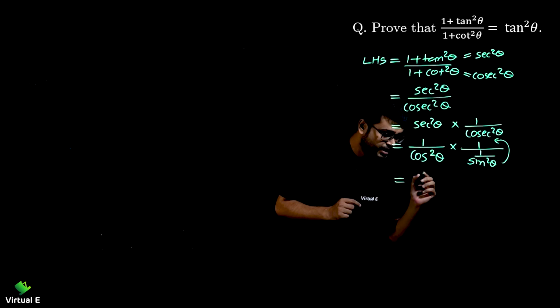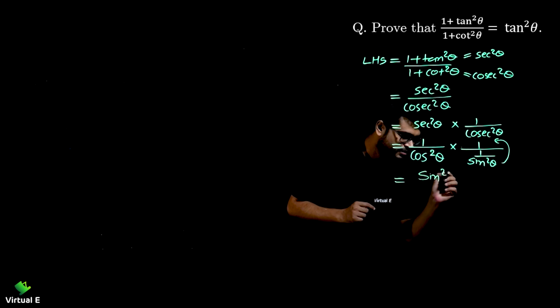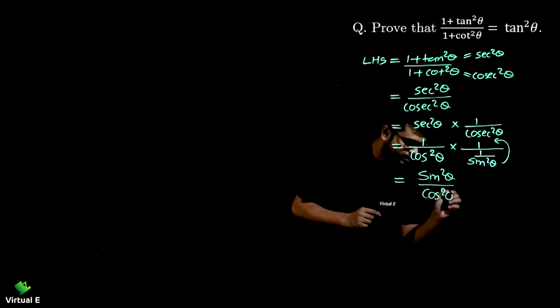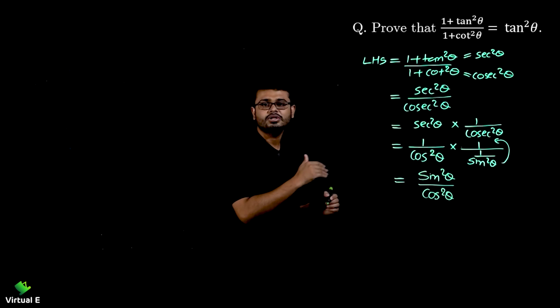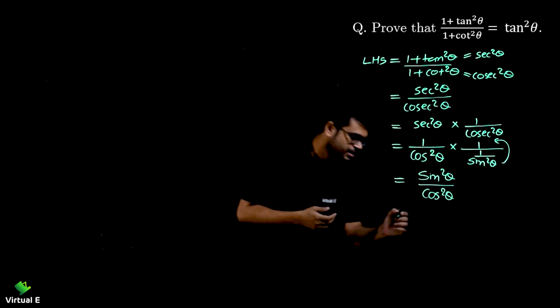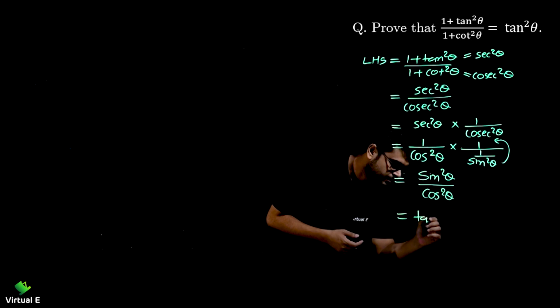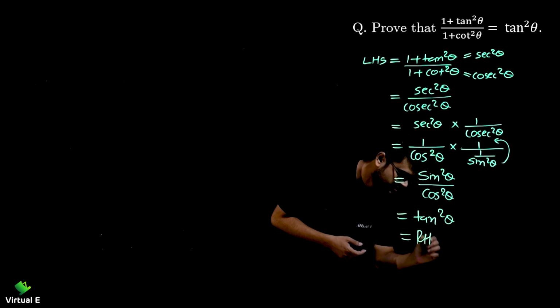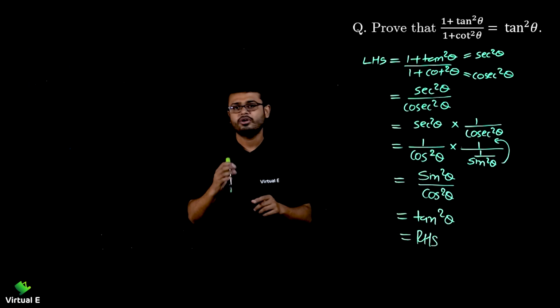Remember, now this sine square theta will go into the numerator. So the numerator, what will it be? Only sine square theta, and the denominator now only cos square theta. Now sine theta by cos theta, we know very well, it is tan square theta, and that is my RHS. Simple.